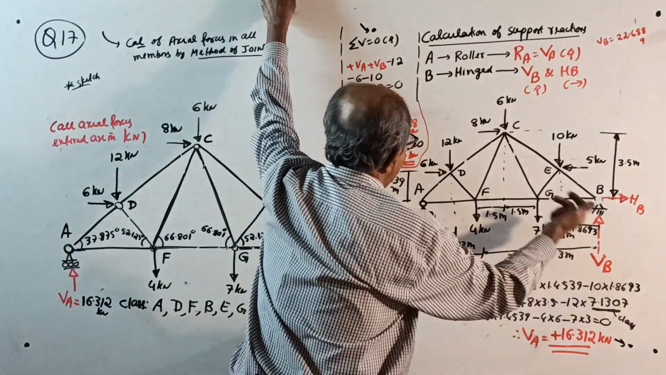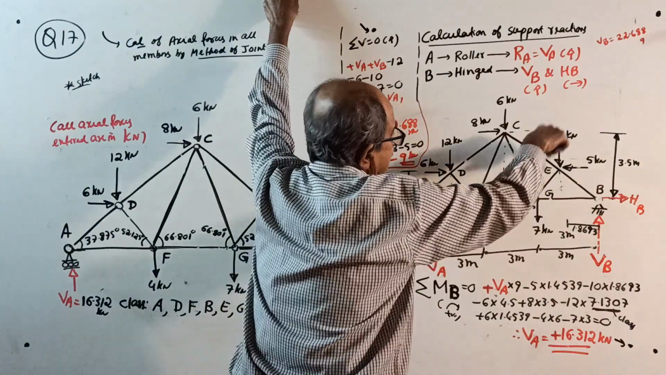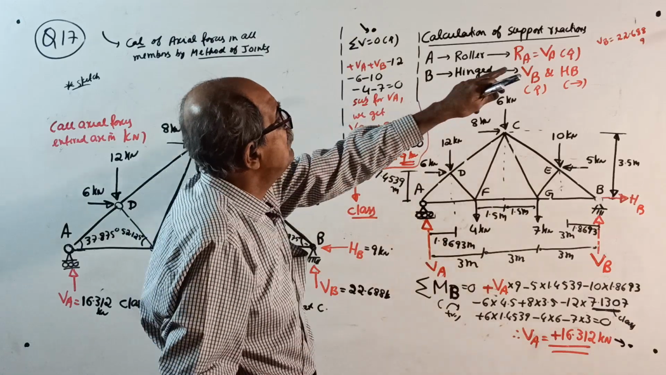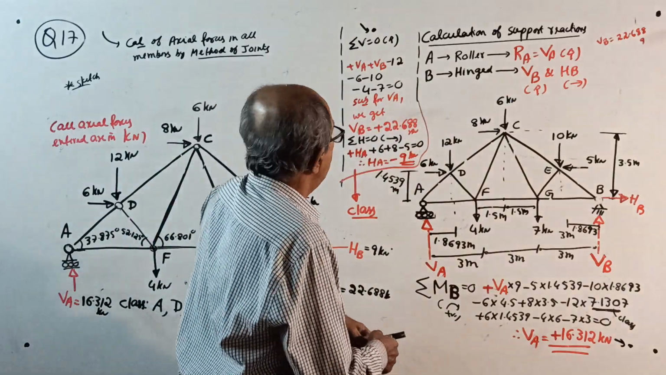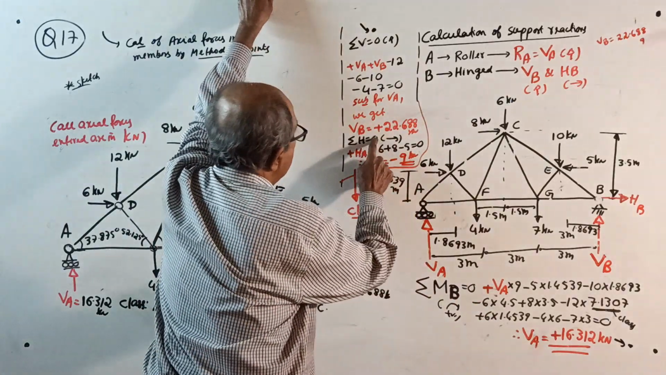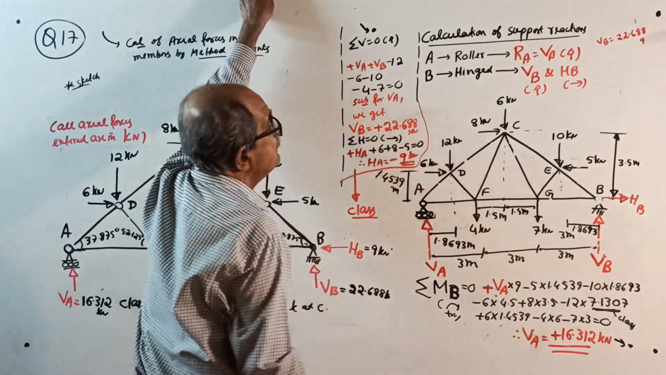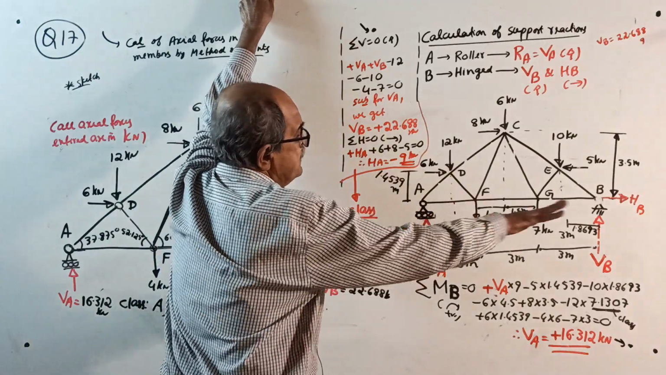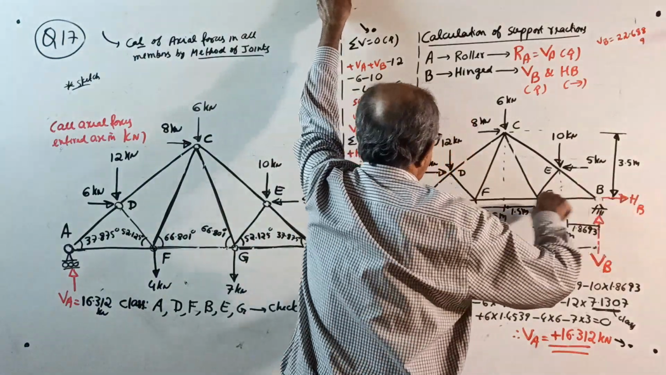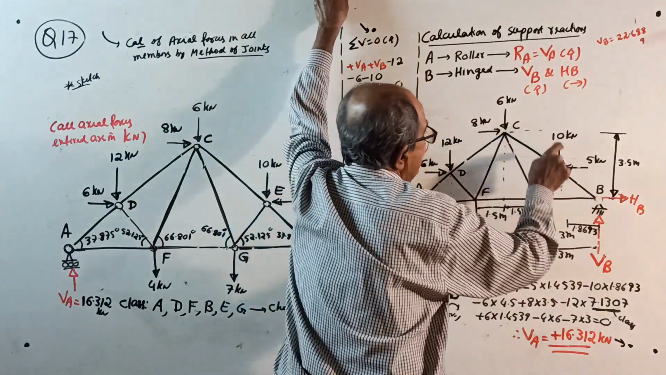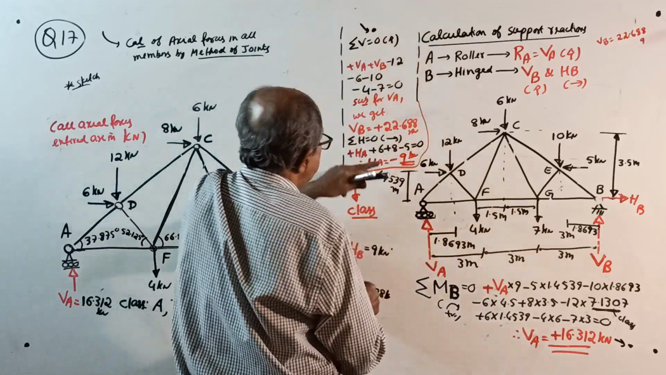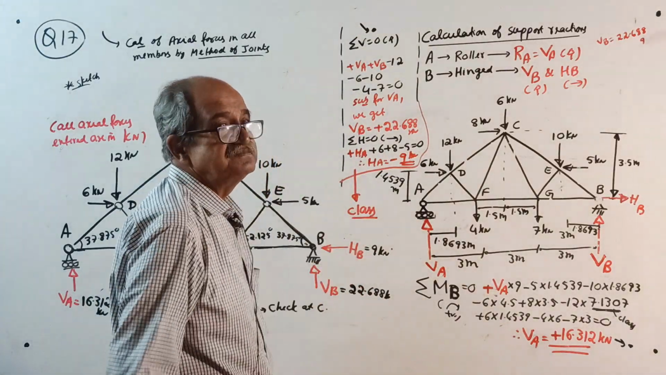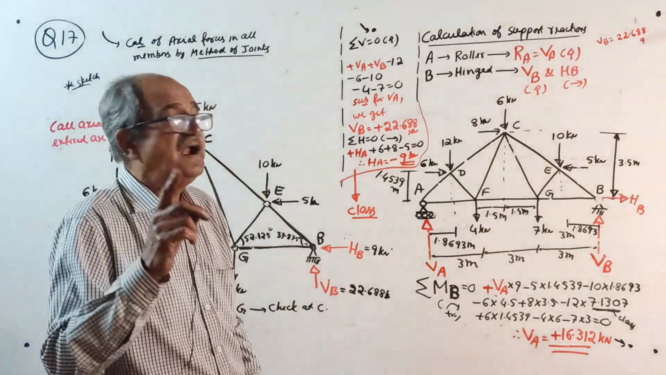Plus VA plus VB, minus 12, minus 6, minus 10, minus 7, minus 4 equal to 0. Substitute whatever VA you got just now, you get VB 22.688 kilonewton. And lastly, sigma H equals 0, right side positive, plus HB, plus 6, plus 8, minus 50, HA will come minus 9 kilonewton.